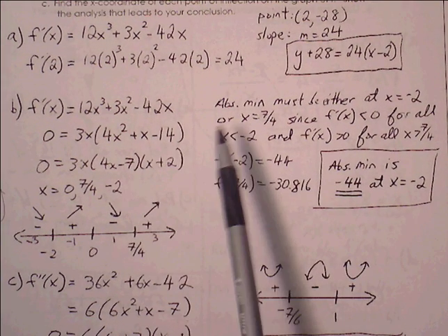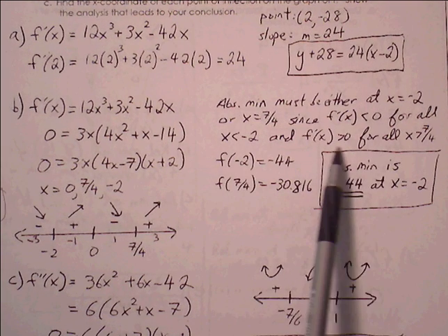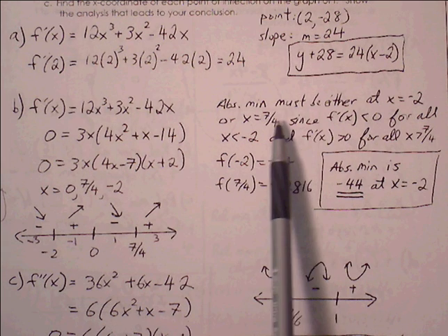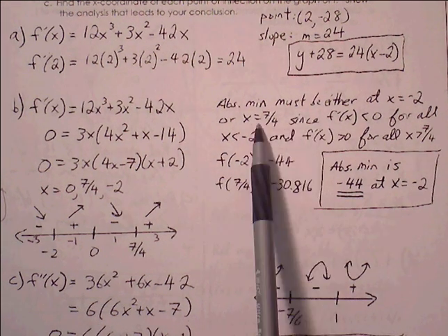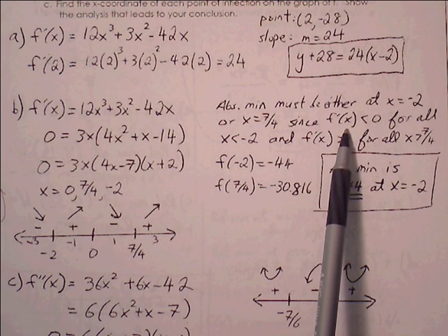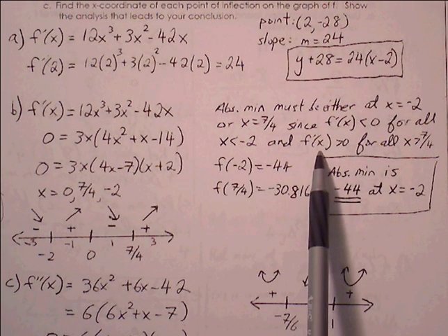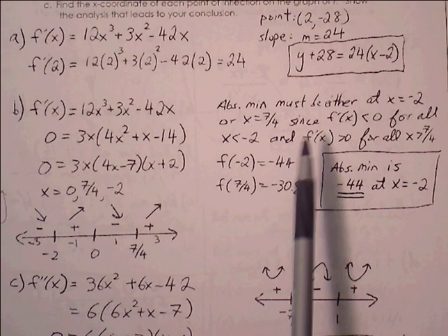We may also need to write out justification in words. The absolute minimum must occur at either of these x values, these relative mins, since f prime is less than 0 for all x less than -2, and f prime is greater than 0 for all x greater than 7/4. All right, so we're given the justification there.